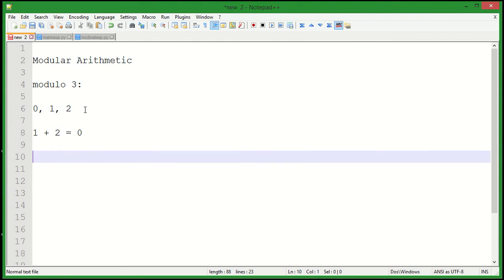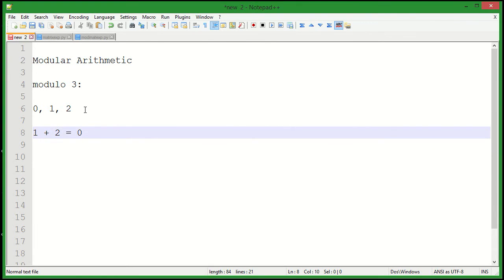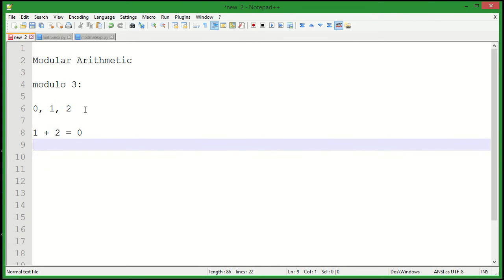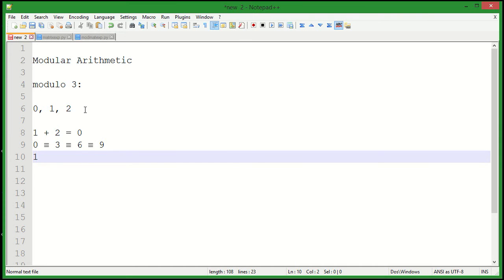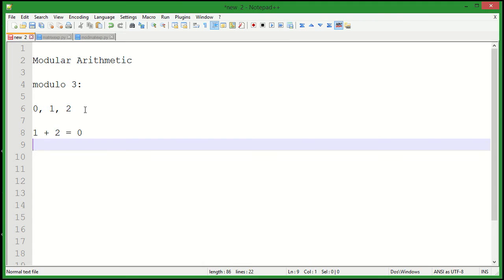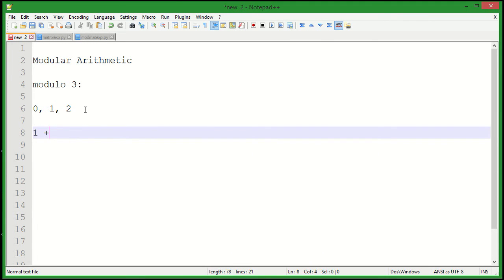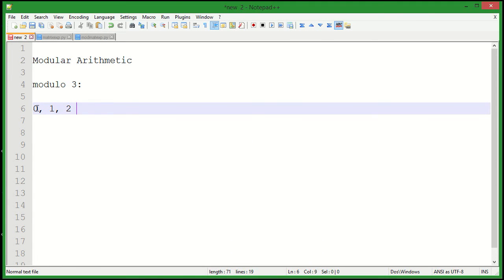And when we say things are the same, another way to say that is to say they're congruent. They're in the same class. It's also called a congruency class. And the symbol to do this is the triple equal sign. So 0 is congruent to 3, and they're congruent to 6, and congruent to 9, and so on. 1 is congruent to 4. So the easiest representatives of each class to work with are the 0, 1, and 2.